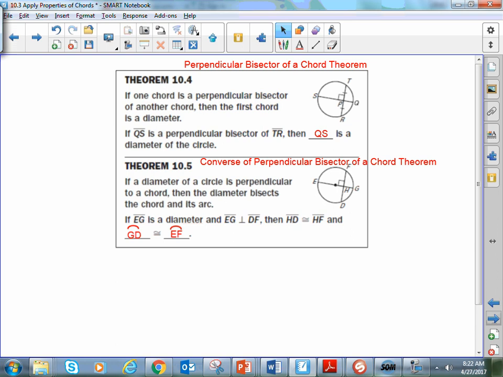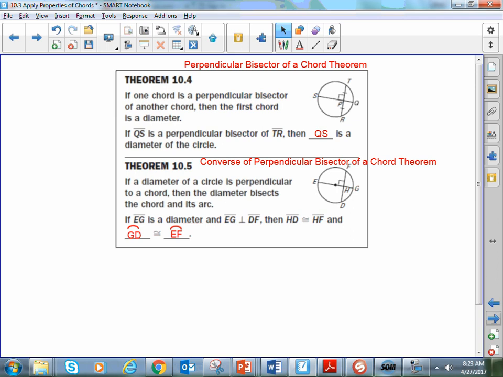Here are a couple of other chord theorems. Really, this is just one theorem. They wrote it down twice because here they're giving you the theorem, but they're also giving you the converse of the theorem, which also happens to be true.